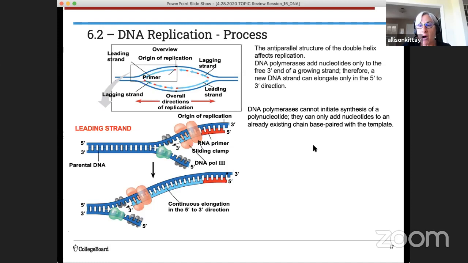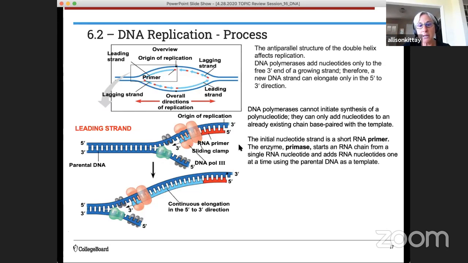DNA polymerases cannot initiate the synthesis of a polynucleotide. They can only add nucleotides to an already existing chain that is base paired with the template. And when we say base paired, we mean that they are connected by hydrogen bonds to the nucleotide, or nitrogenous base, in that parental strand. So how do we get started then?